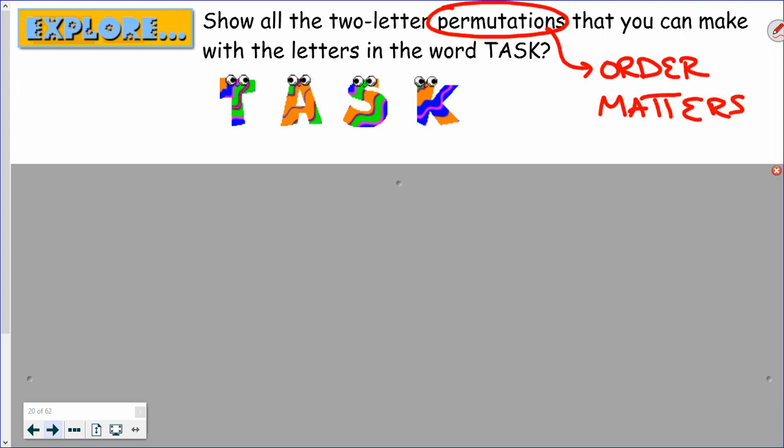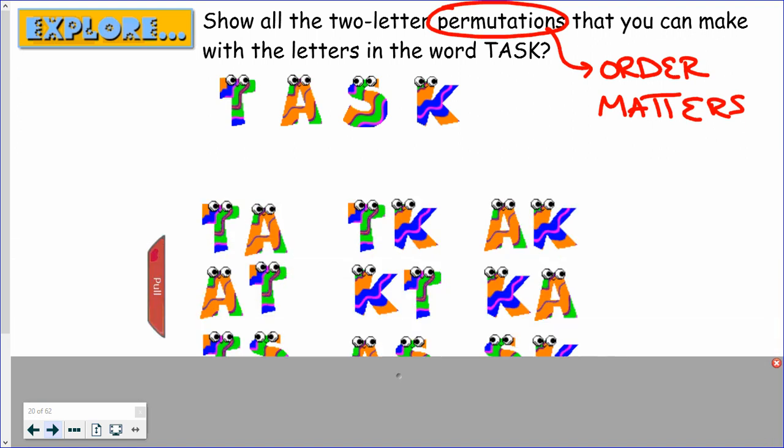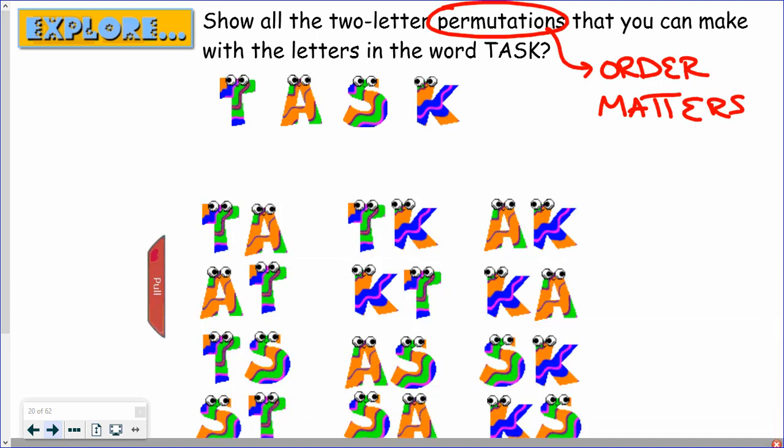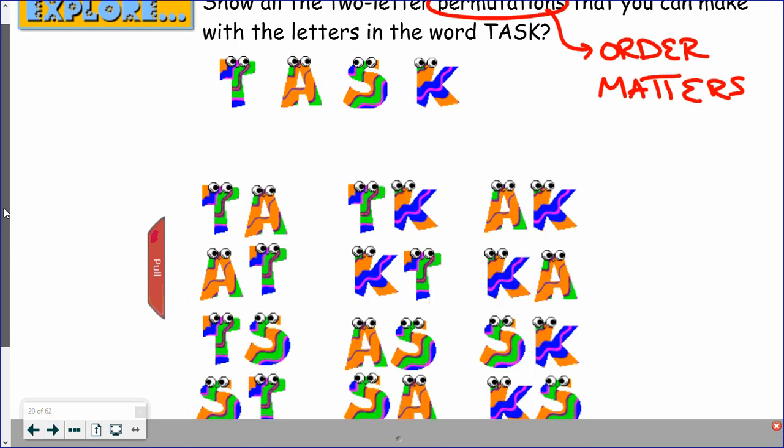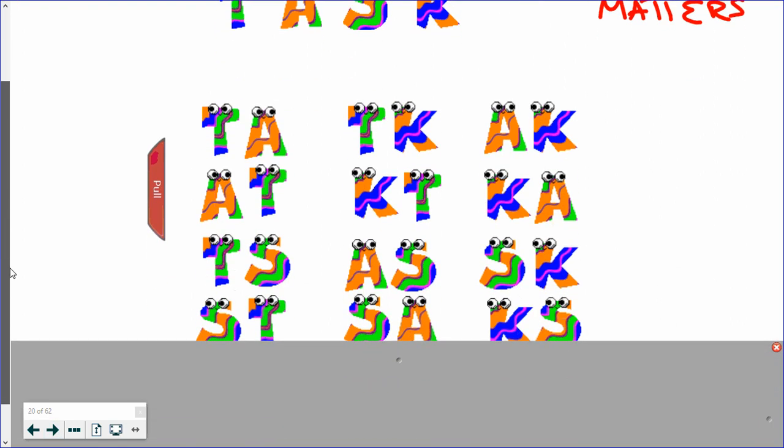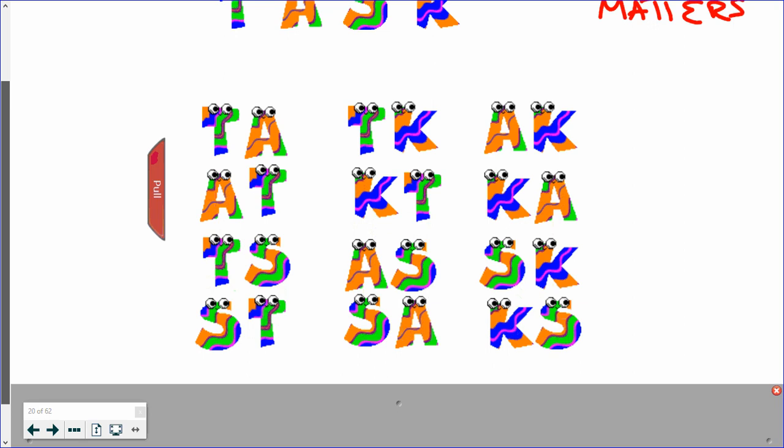So I want to arrange the letters in the word task into 2-letter combinations. That means that my order is important. If I scroll this down, you get to see all those different options. You have TA and AT because they are different permutations. Order matters. TS, ST, TK, KT, AS, SA, so on and so forth. Those are all your different options, because, again, the order matters.